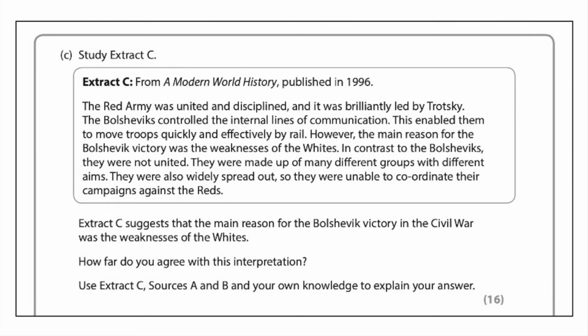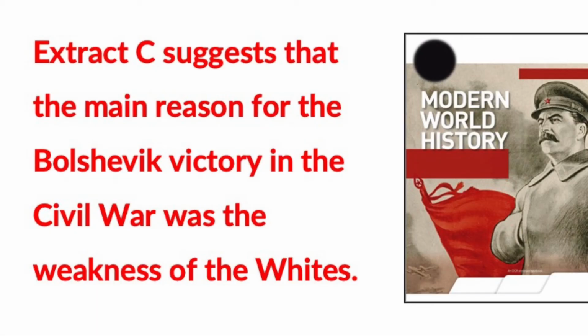Maybe that's relevant, maybe it's not. And I've made the text a little larger so you can see it here. Extract C suggests that the main reason for the Bolshevik victory in the Civil War was the weakness of the whites. Now, believe me when I tell you, this is what the historian's point of view is. They're not trying to trick you. So use this argument as you compare it to source A and your own knowledge, and use this argument when you compare it to source B and your own knowledge.